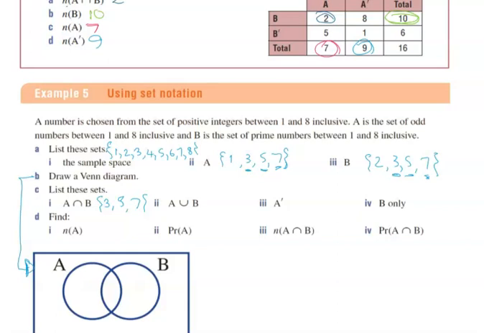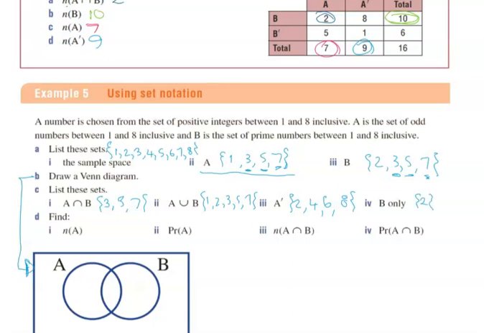Part 2, list the numbers that are in A or B. So we've got 1, 2, 3, 5, and 7. Don't forget my curly brackets. What numbers are not in A? If you think of all of the ones that are in A, we want the opposite of that. So not 1, so we want 2. Not 3, but we want 4. Not 5, but we want 6. Not 7, so 8. B only. What numbers are in B and nothing else? That's just the number 2.